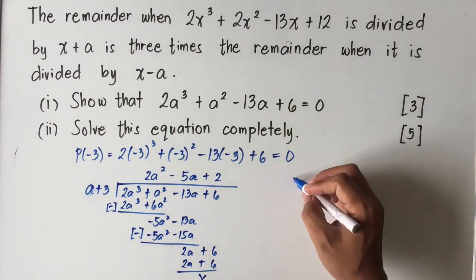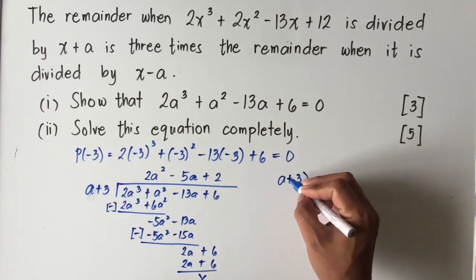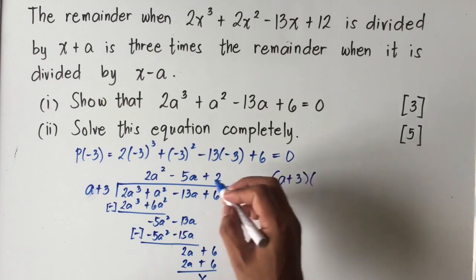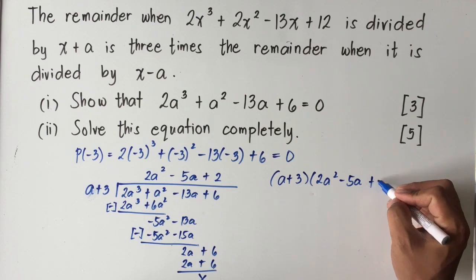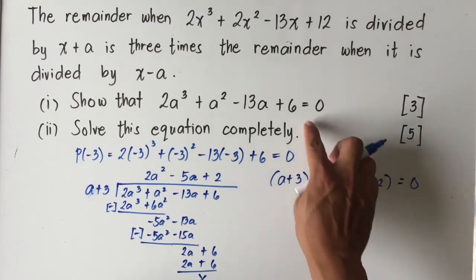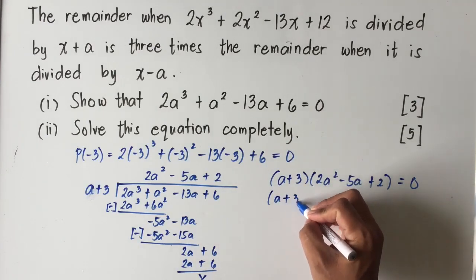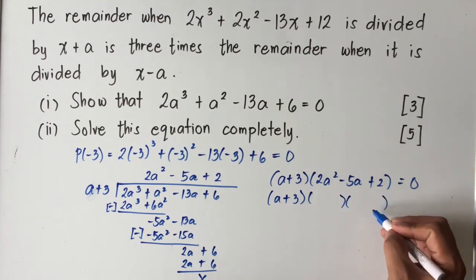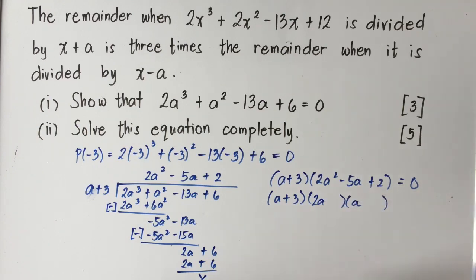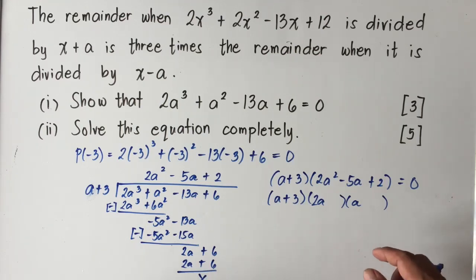So now a factor of this expression is a plus 3 times 2a squared minus 5a plus 2, equals 0. Don't forget, we are solving the equation. After that, you can already factorize the quadratic expression. How to factorize? I'll have 2a, I'll have a. What are the factors of 2? It's only 1 times 2. It's a matter of where do I put it? It's both minus and minus.